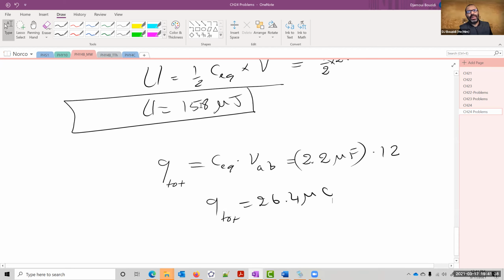The same thing actually happened in here, 158 microjoules. Now, what do you think the answer needs to be for the energy stored in this capacitor? Is it more or less than 158 microjoules? 158 microjoules, remember, is the entire energy from end to end. So is this number going to be more or less than 158 microjoules? What do you guys think?